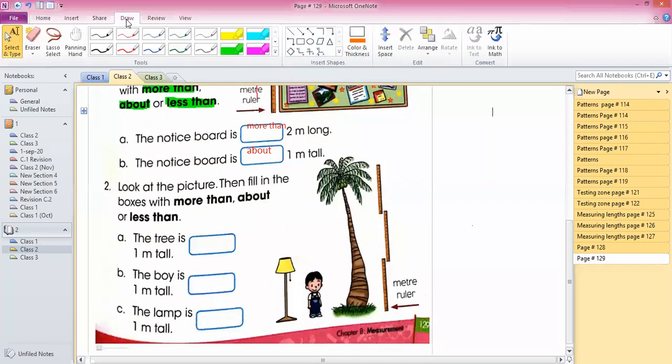Coming to question number 2, guys. Look at the pictures, then fill in the boxes with more than, about, or less than. You have to fill in here also. The picture is changed, guys. Look, this is a meter ruler. This is equal to 1 meter. This is also equal to 1 meter. And this is also equal to 1 meter, as this is a meter ruler.